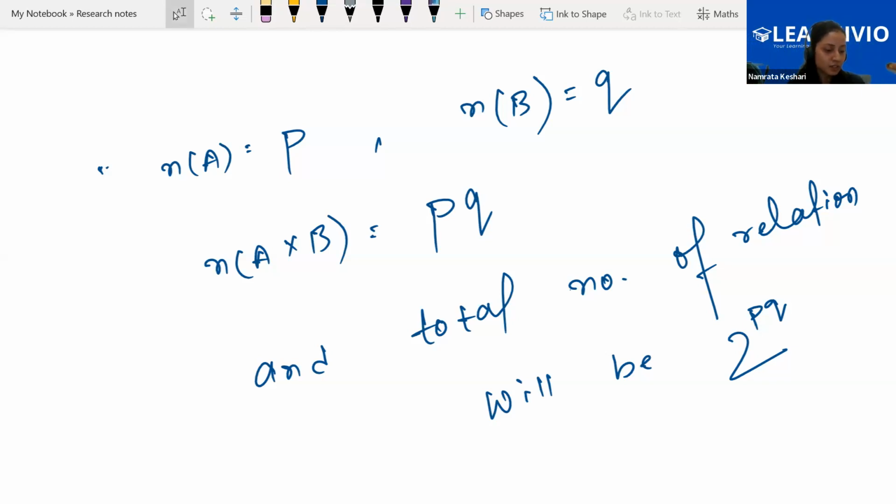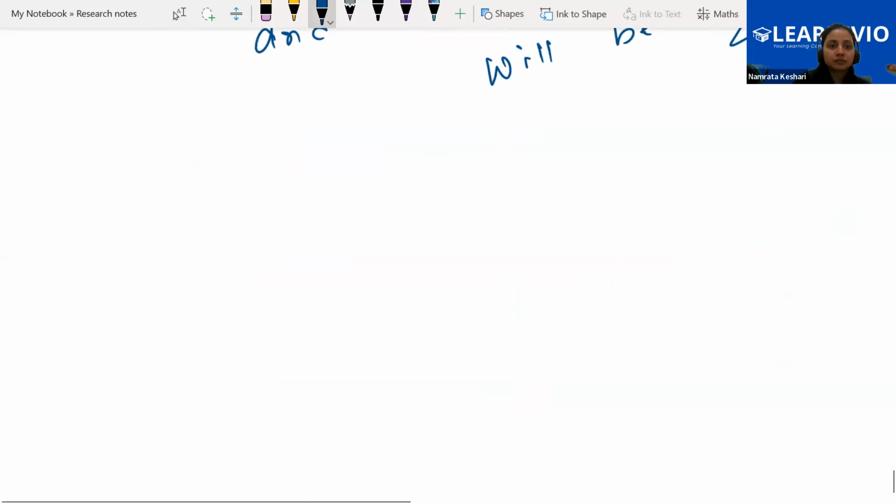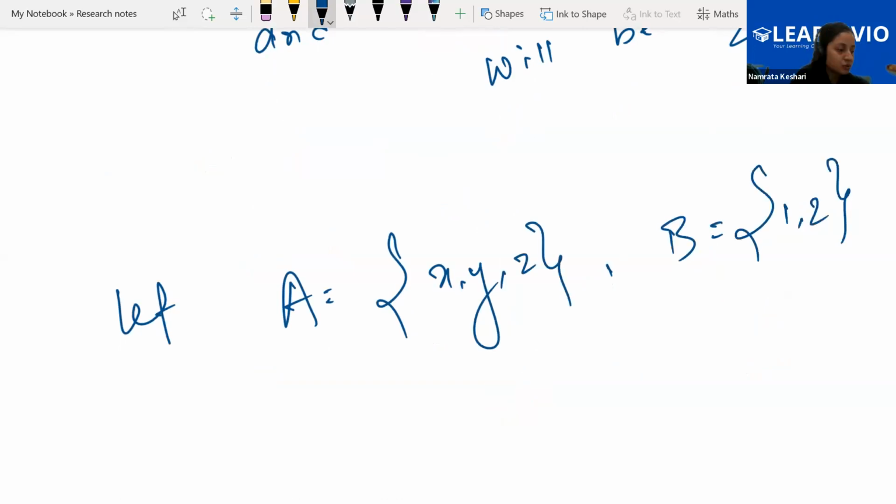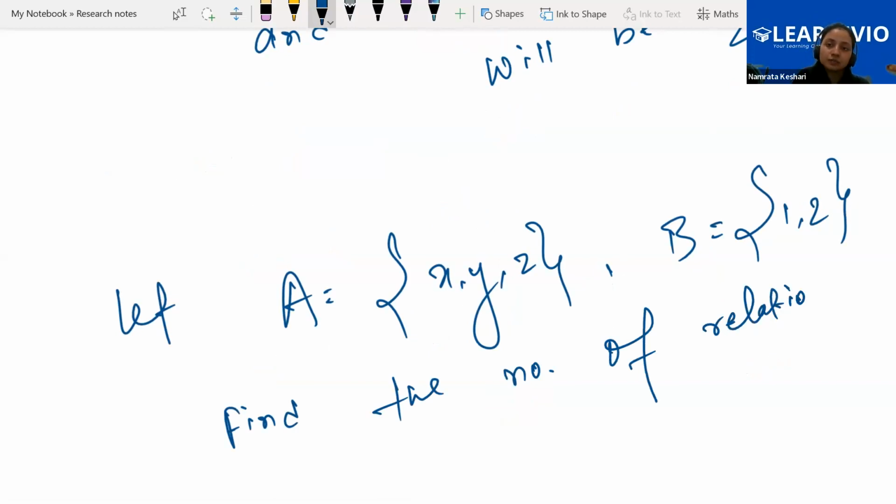Now we are done. The last question. Let A be equal to {x, y, z} and B be equal to {1, 2}. Find the number of relations from A to B. How many relations?